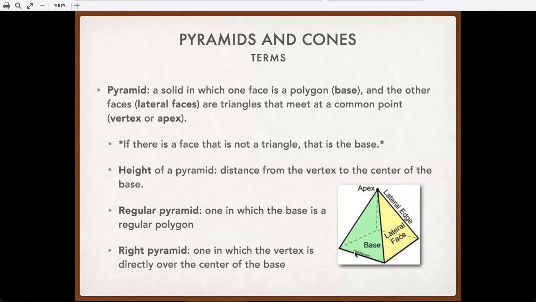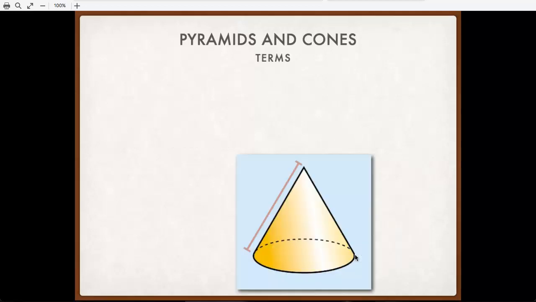And a right pyramid is one where the vertex is directly over the center of the base. So just like you notice here, the center of the base is here, the apex or the vertex is directly above it. It's not slanted over. There are pyramids like that, but we won't be worrying about them. So all our pyramids will have the vertex directly over the center of the base, and also each side of this base will be the same length. It's a regular polygon, all sides are the same length, and so those will all be the same.